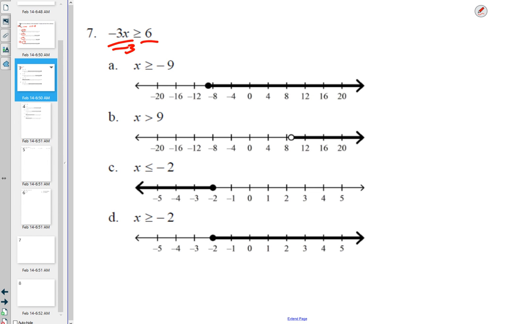Is that what you did, Jonathan? You divided by negative 3? And then, Jonathan, what happens when you divide by a negative? It turns positive.